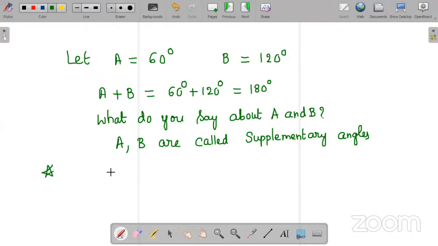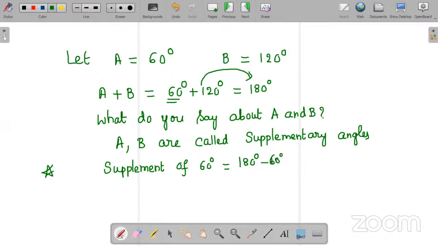That means, for example, the supplement of 60 degrees. How do you find the supplement of 60 degrees? Simply, if you want the supplement of 60, transpose this side. What do you get now? 180 degrees minus 60. So you will be getting 120.